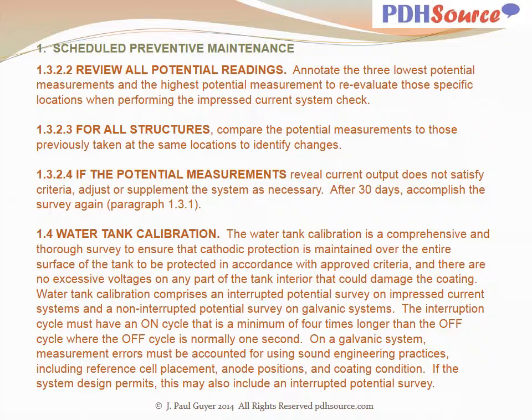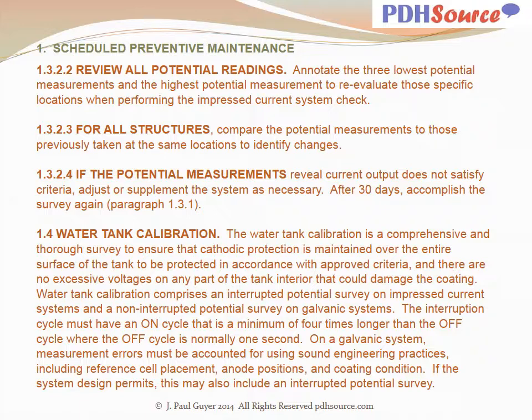With regard to water tank calibration, the water tank calibration is a comprehensive and thorough survey to ensure that cathodic protection is maintained over the entire surface of the tank to be protected, and that there are no excessive voltages on any part of the tank interior that could damage the coating. Water tank calibration comprises an interrupted potential survey on impressed current systems and a non-interrupted potential survey on galvanic systems. The interruption cycle must have an on cycle that is a minimum of 4 times longer than the off cycle, where the off cycle is normally 1 second.